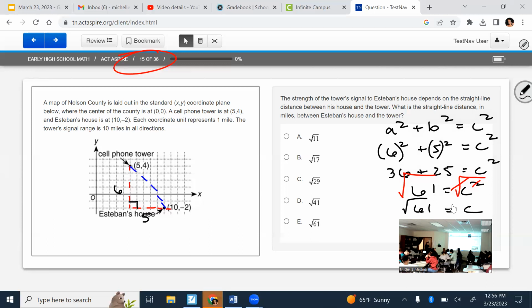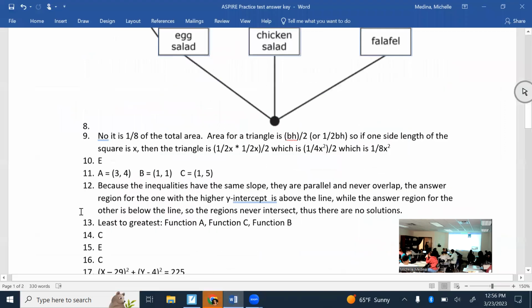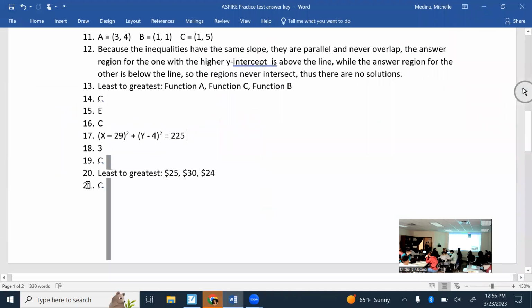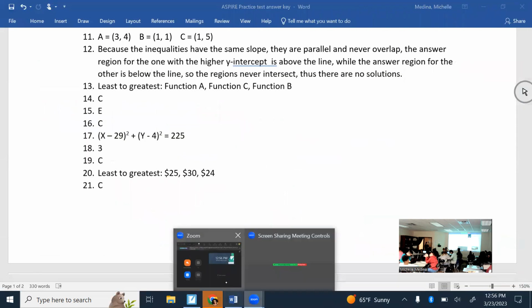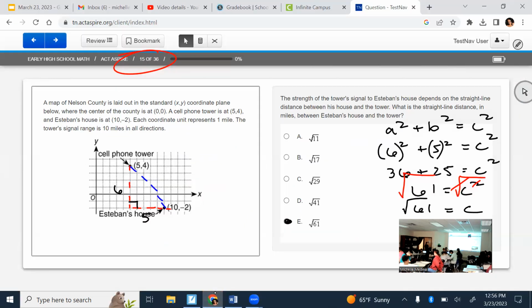Was the correct answer supposed to be E? Yeah, it should be, hopefully. Yes. Okay, so use what you do know to problem solve.